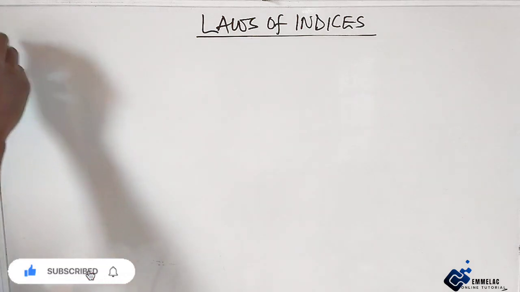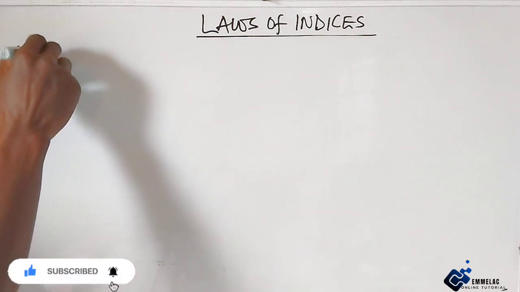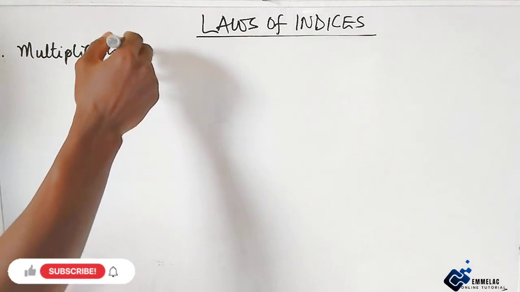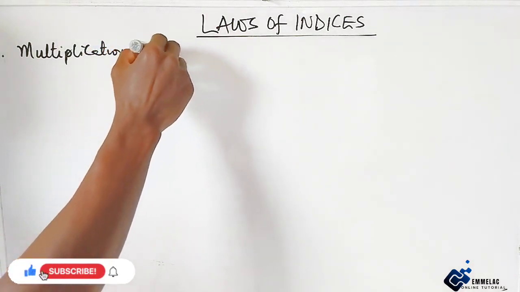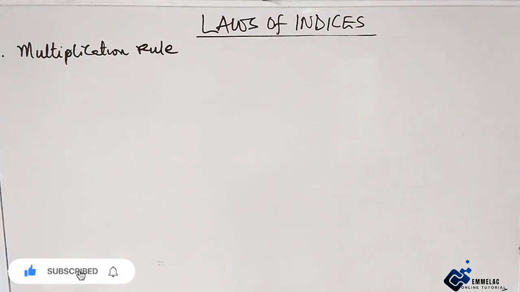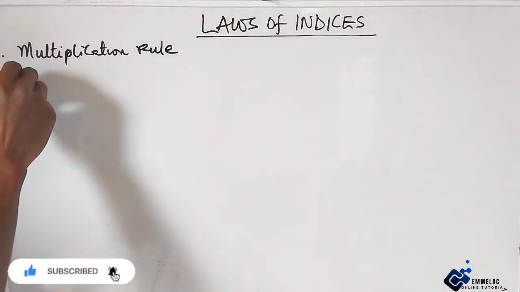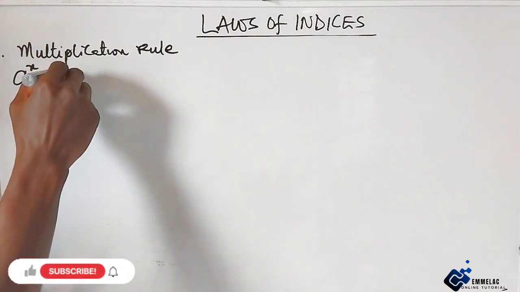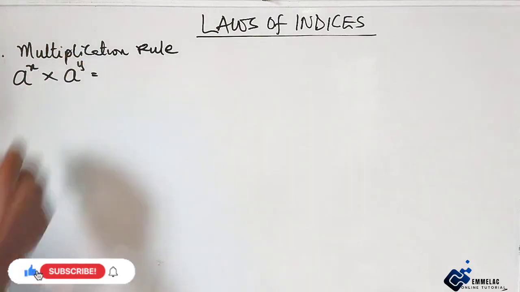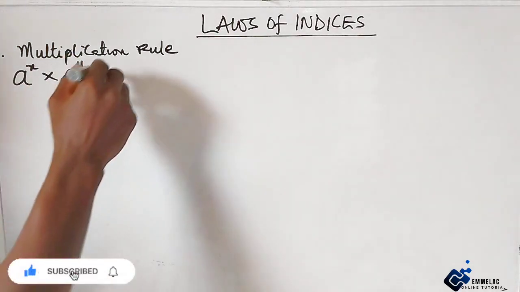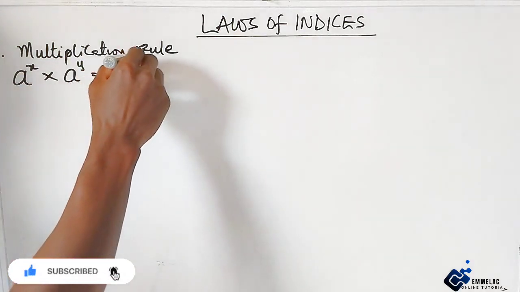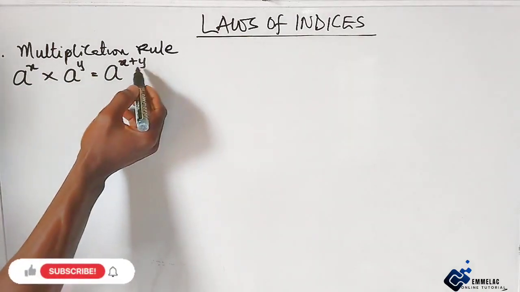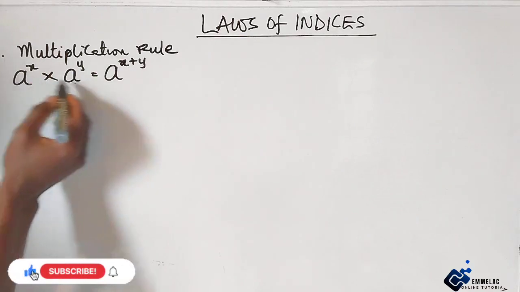Let's start with the multiplication law, or the multiplication rule. The multiplication rule tells us that if you have a raised to the power of x times a raised to the power of y, you have a raised to the power of x plus y, in which the two powers are being summed up, as long as you have the same base.